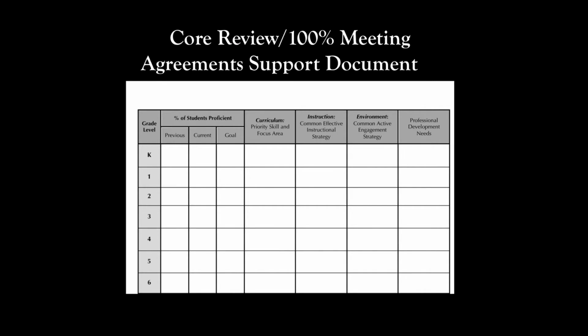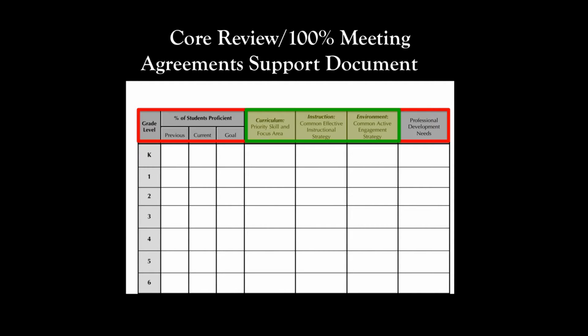Here's your core review meeting agreement support document. This is a really great document that can be completed after your core review meetings. Notice that across the top, you can list the items for each grade level, and then it's all here on this one handy sheet. You can have your previous benchmarking, current benchmarking, what the goal is. But more importantly, you can see at a glance what was the priority skill area, what are the common effective instructional strategy agreements, and the active engagement strategy agreement.